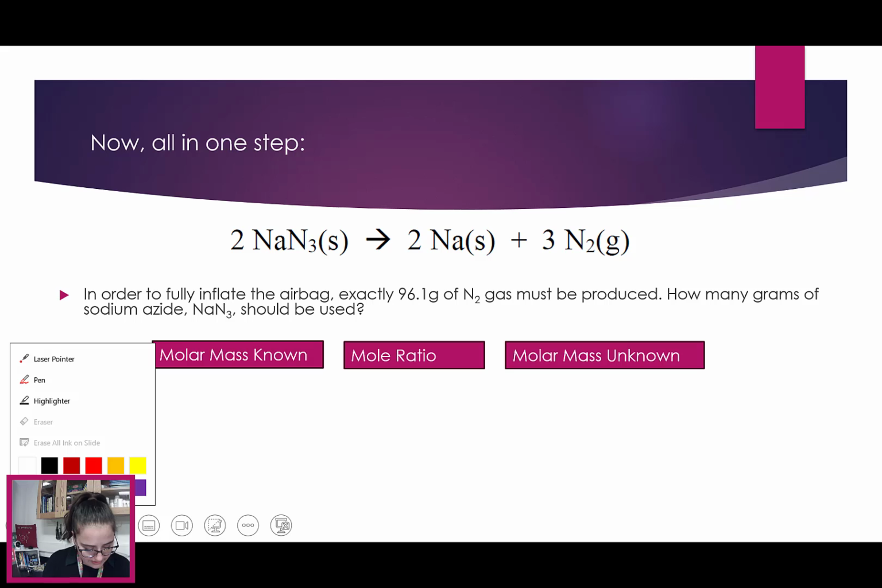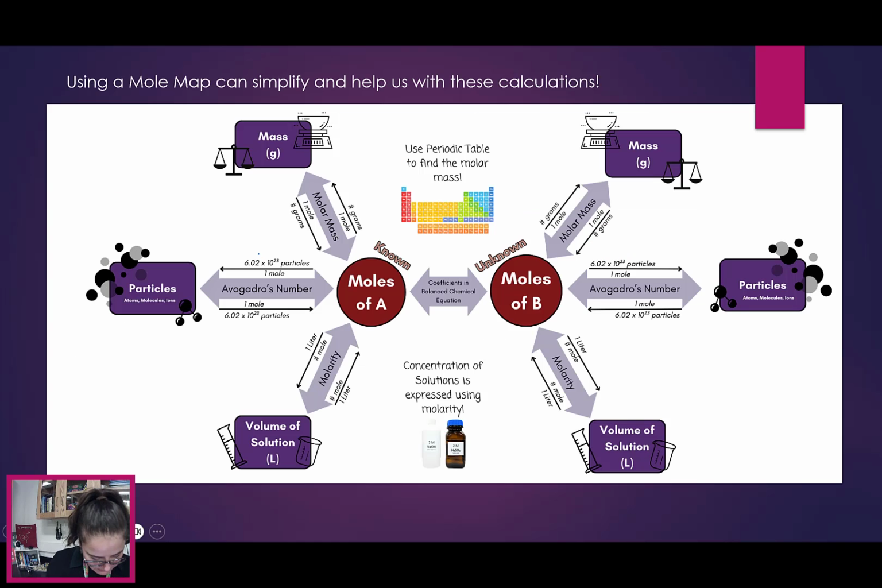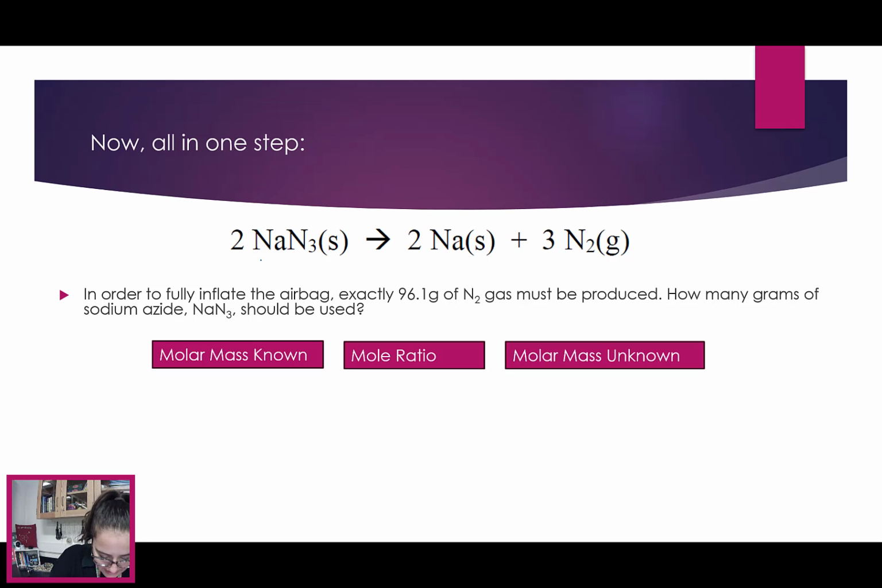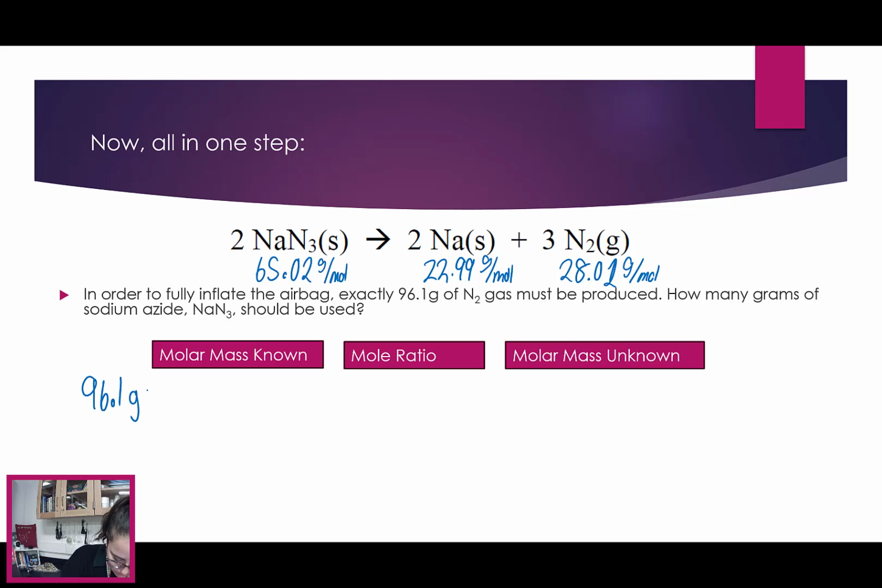Okay. I'm going to go ahead and rewrite my molar masses. So I still have those. We got 65.02 grams per mole and 28.02 grams per mole and 22.99 grams per mole. Okay. So we still start with our known, that 96.1 grams of N2. And it's still the same steps. It's just solving it all out without doing each step independently.